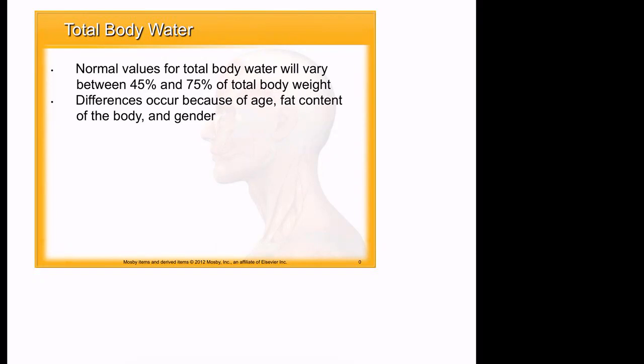Normal values of total body water. I would say in an average adult, definitely on the high side, sort of that 75%. And of course, there are other things that can lead to it as well, things like pathological reasons, like issues with the heart or pregnancy.